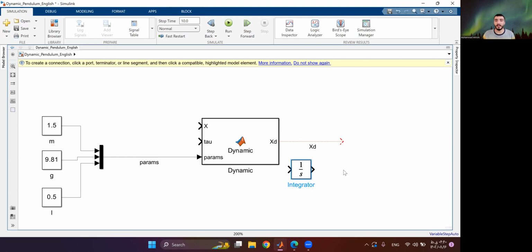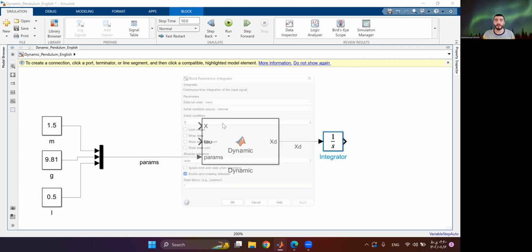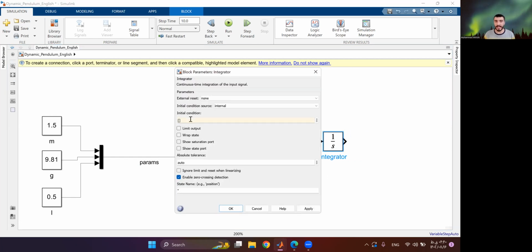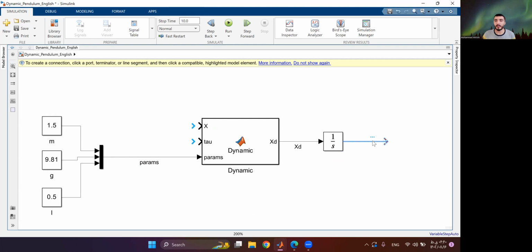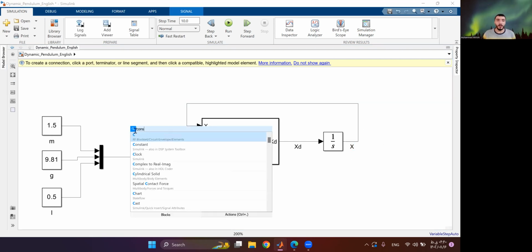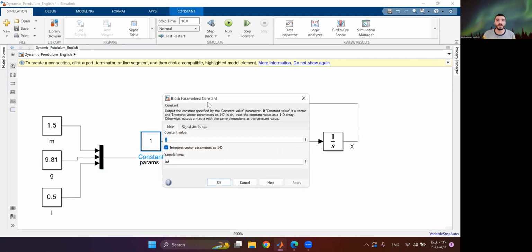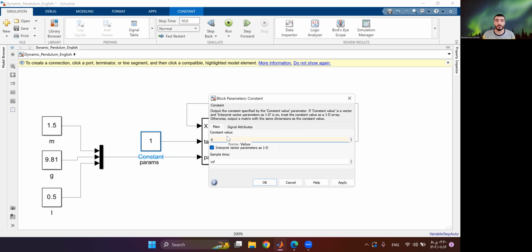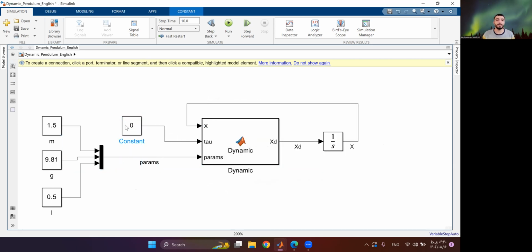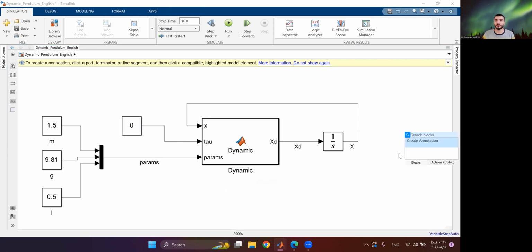So I add an integrator to the model, and I set the initial conditions as, for now, 0 and 0. And then this signal will be our x signal that has the theta and theta dot in it. For now, as a constant, I add a constant for the tau parameter that is our input of the system, and I actually make it 0 for now.